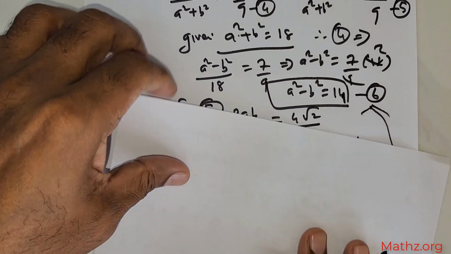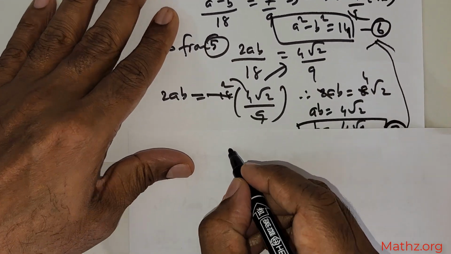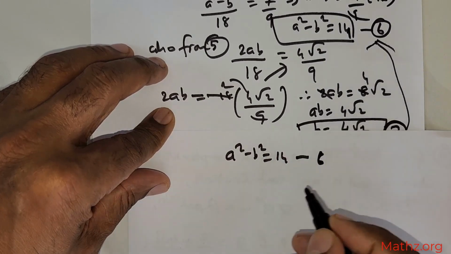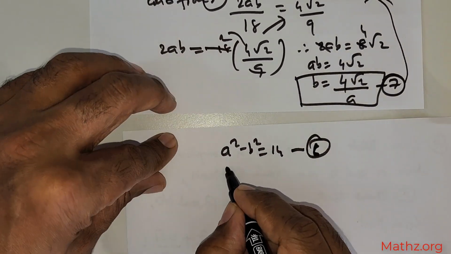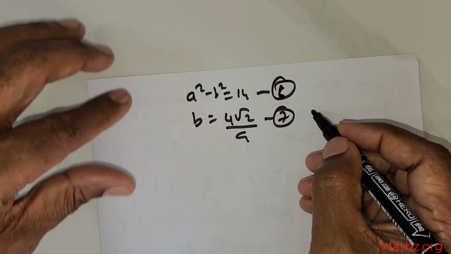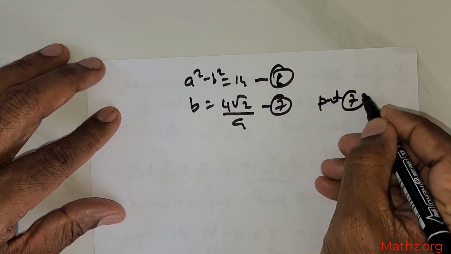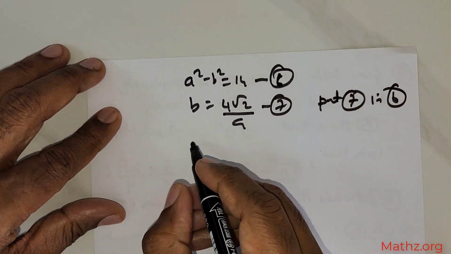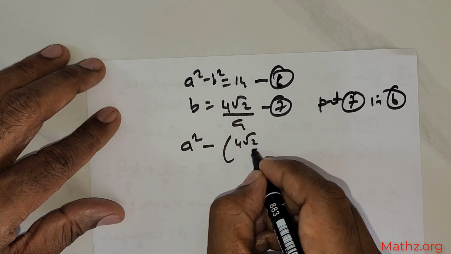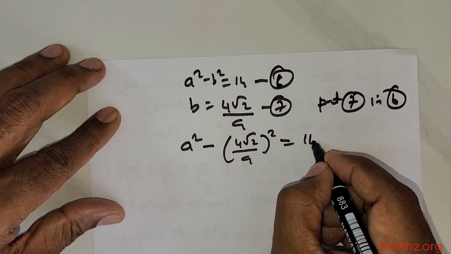Okay, so let me go to the next slide. So what we got? We got a squared negative b squared is equal to 14. That is my 6. And then b is equal to 4 times root 2 over a. That is my 7. So I'm going to put 7 in 6. So this is going to give me a squared negative 4 times root 2 over a raised to the power of 2 is equal to 14.